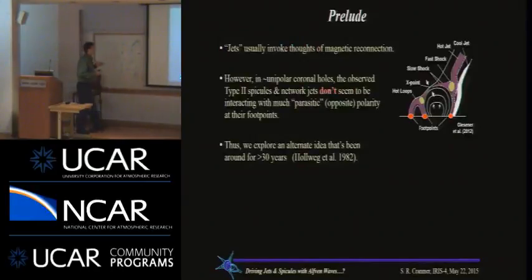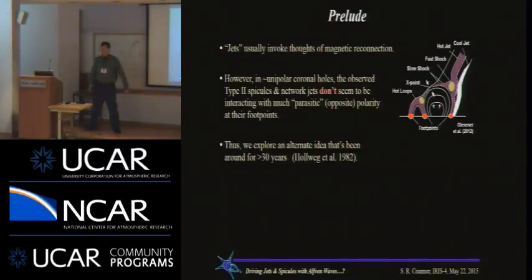So in terms of models, a lot of times jets usually evoke thoughts of magnetic reconnection. There's the classic cartoon of a bipole emerging, interacting with the open field of one of the two polarities and producing reconnection in a jet. However, these network patches in coronal holes seem to be the least likely place that you'd expect to see something like this. You really do seem to have very much dominated by one polarity with not much of the opposite polarity there. There's debate about that, depending on how good your magnetic field resolution is. But we thought it would be worthwhile to explore this alternative idea that doesn't require reconnection.